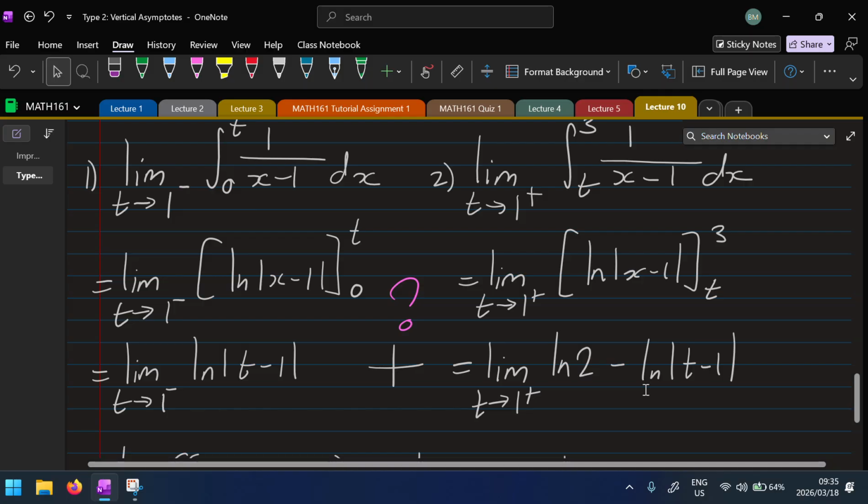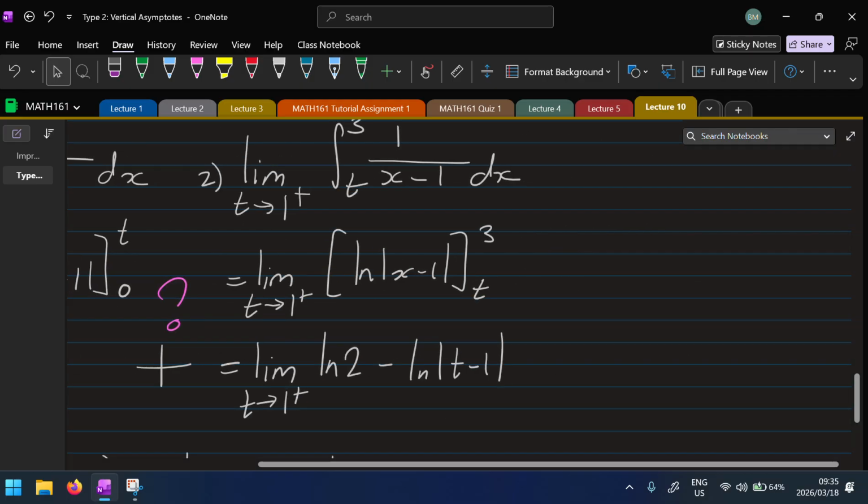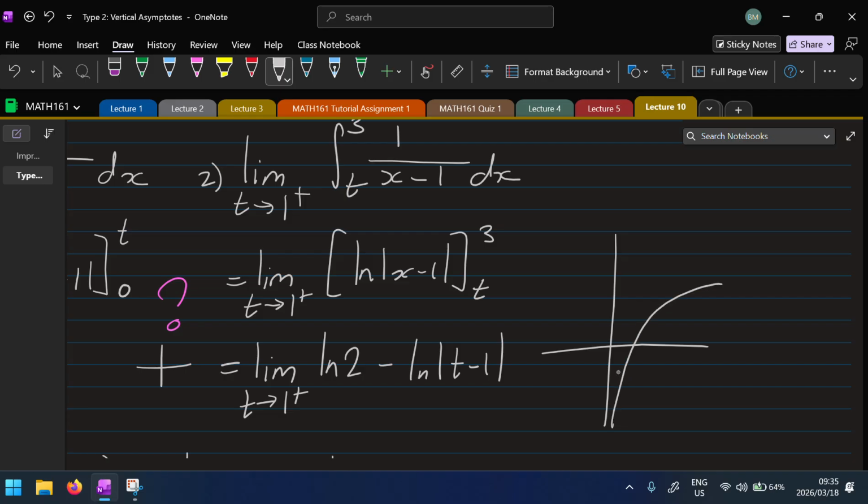So the first one, t goes to 1 minus. What does that inside become? 1 minus 1 on the inside, 0. Natural log of 0 goes to minus infinity, right? You know your graph. Natural log goes down to minus infinity. Okay, so this one doesn't exist.